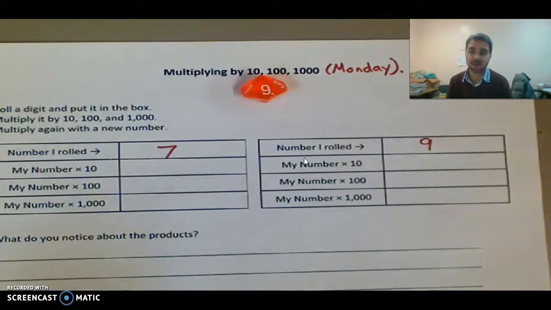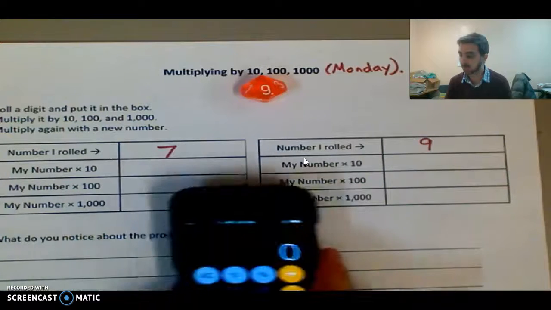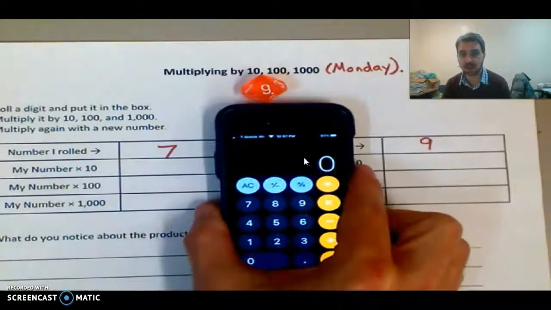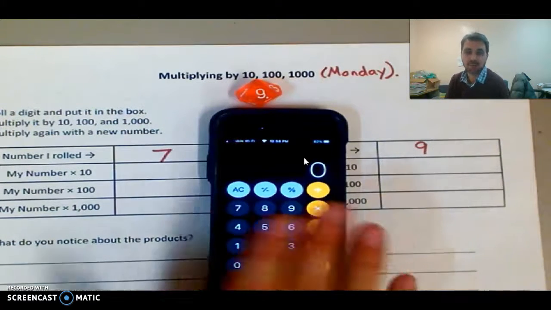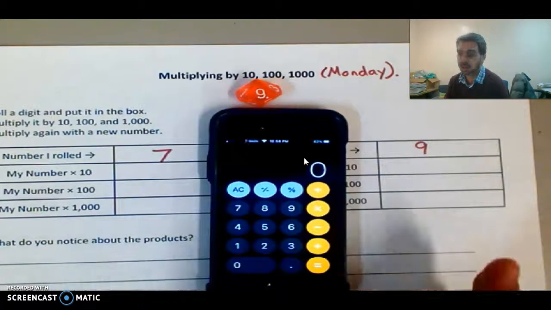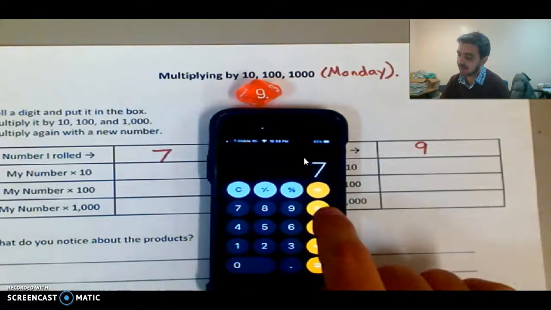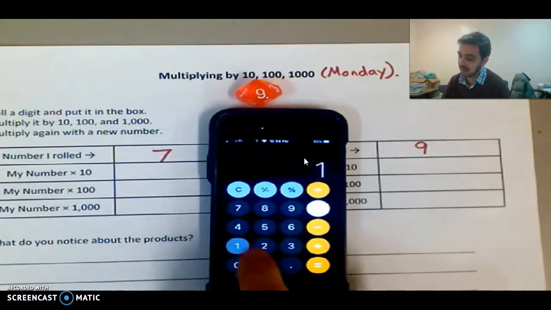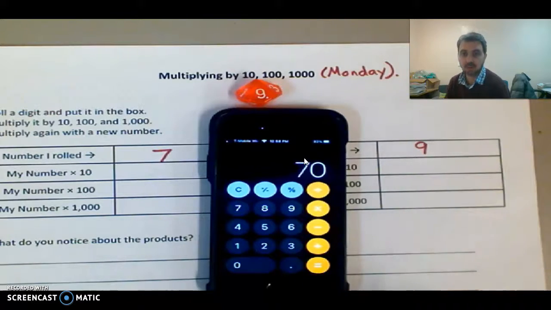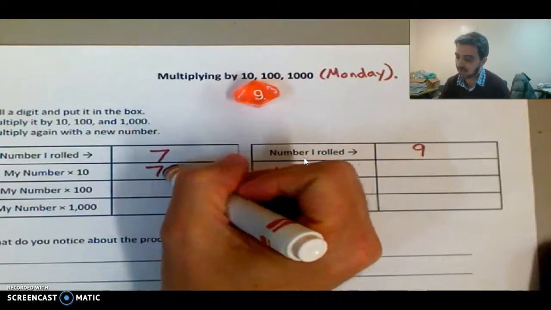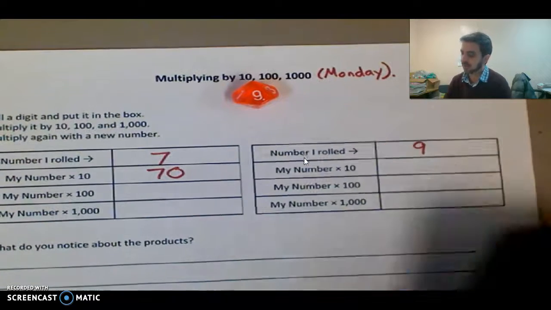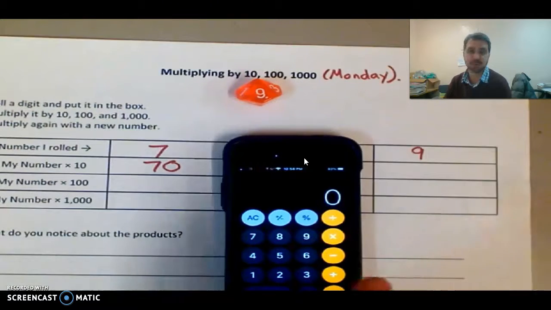So you might be saying, well, Mr. McAndrew, I don't have a calculator. All right, everyone relax. Take a deep breath. You might be able to borrow a phone, iPhone, or any kind of cell phone, smartphone that has a calculator. So if I would do 7 times 10 equals, and I got 70, so I would write down 70 here. Okay? And then I would clear it, and then I would do it times 100 and then times 1,000.